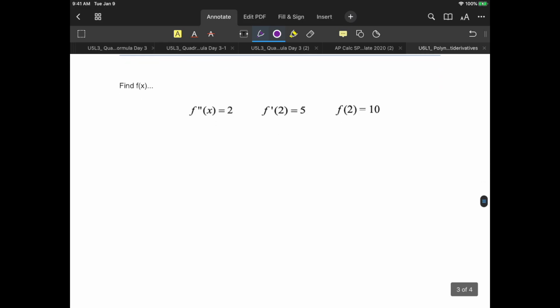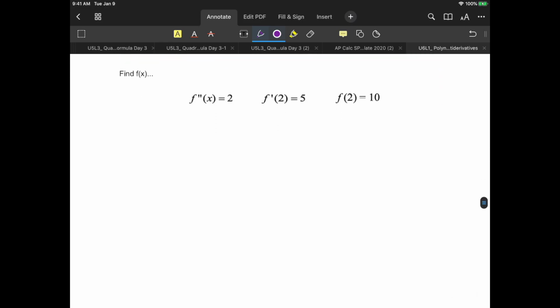If I am given more than just the actual integrand, if I'm given actual values, I can figure out what these plus c's are. So the question here is to find f of x. And so we have the second derivative, general, right, with a variable still in there. And then we have specific values. We have two specific values, right? Notice it's really important that the first one is of x, the other ones are of points.